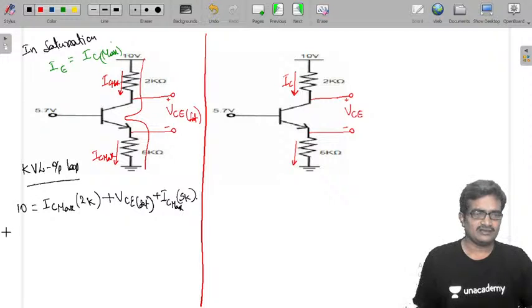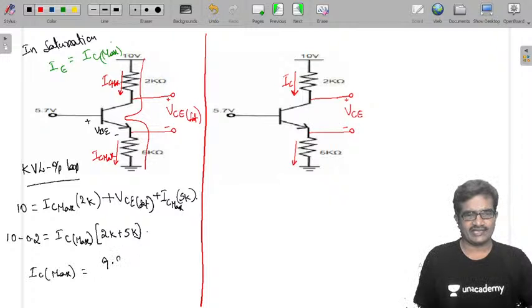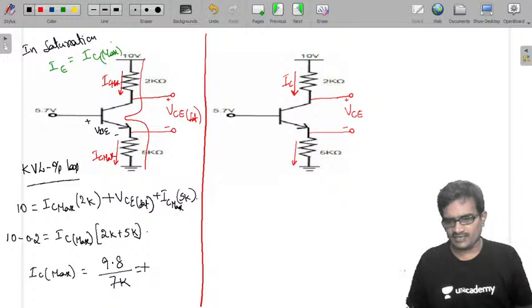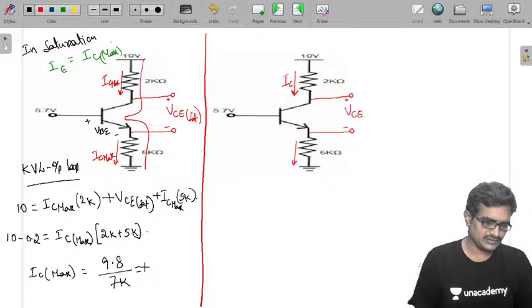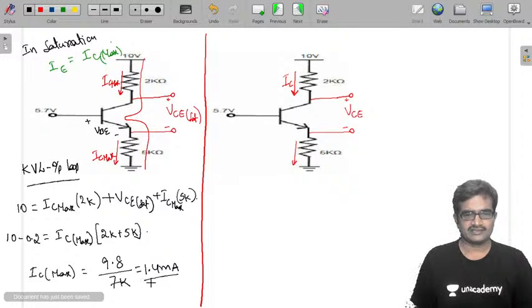Now I am simplifying this. It is 10 minus VCE saturation, they gave 0.2, equals IC maximum into 2K plus 5K. IC maximum or saturation, both are equal. Therefore IC maximum is 9.8 by 7K. Now it is approximately 1 point something. 9.8 divided by 7 is 1.4. So 1.4 milliamperes is the IC maximum.